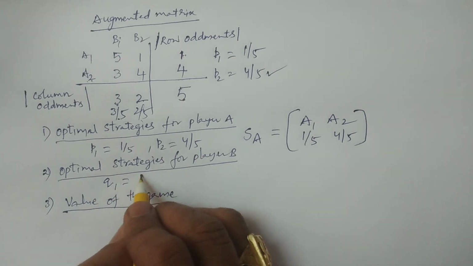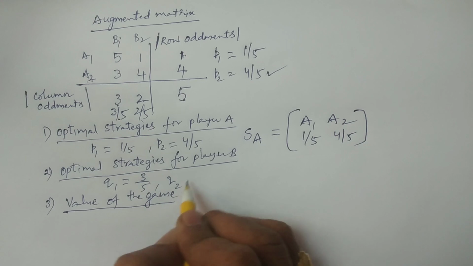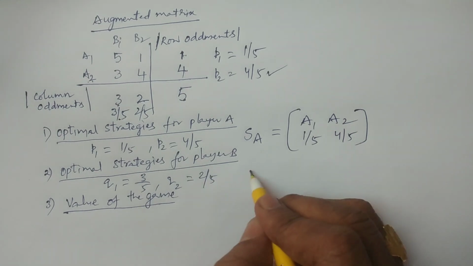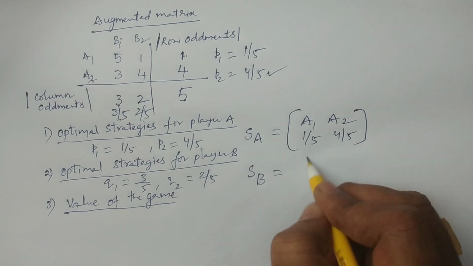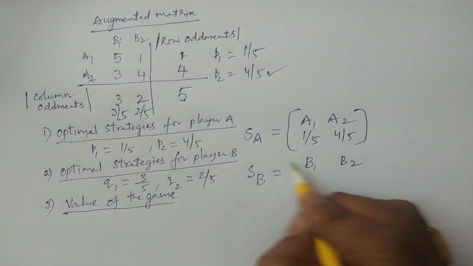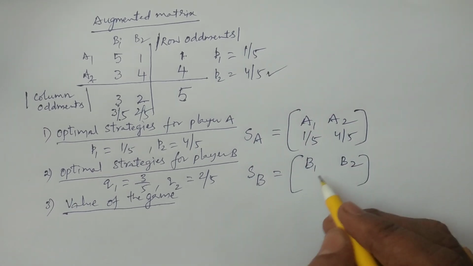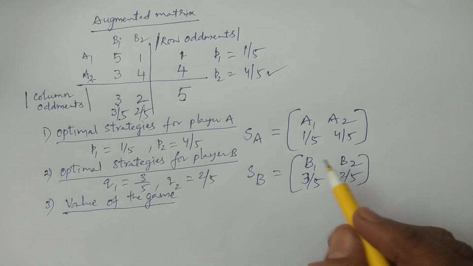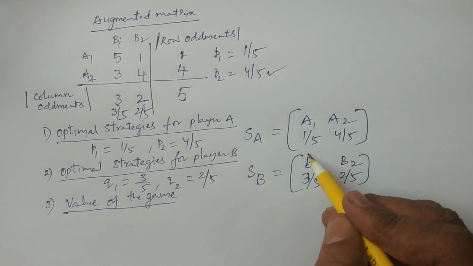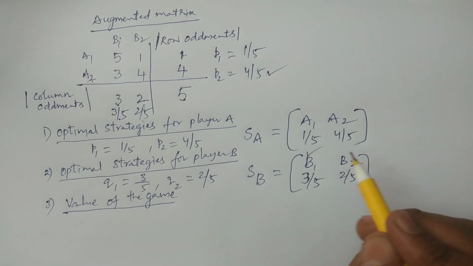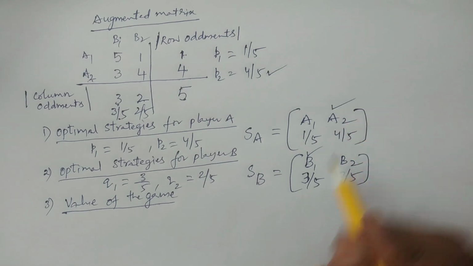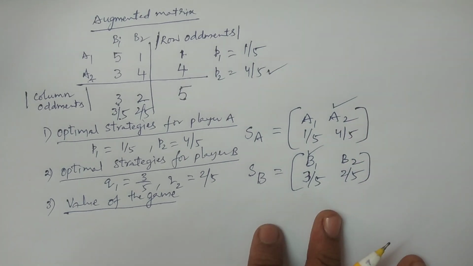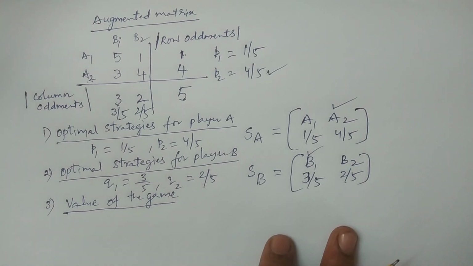Q1 is 3 by 5. Q2 is 2 by 5. So the optimal strategies for player B, with strategies B1, B2, have probabilities, not 1 by 5, but 3 by 5 and 2 by 5. So player B most often selects the strategy B1. Player A most often selects the strategy A2. This is our prediction, that is, the optimal strategies for player A and player B.